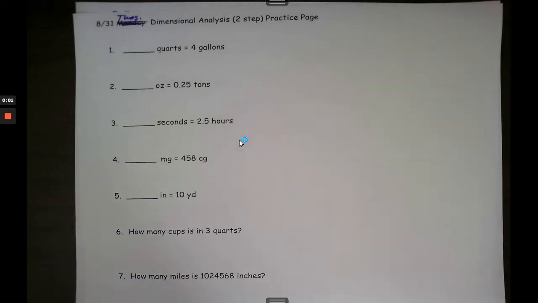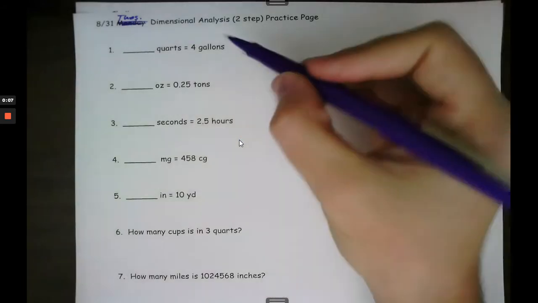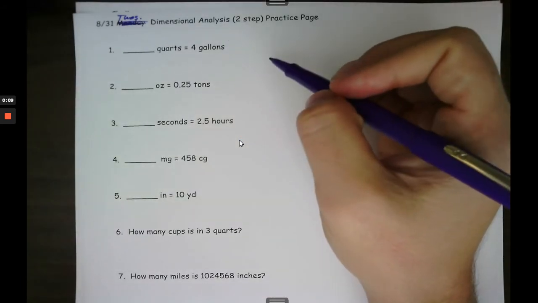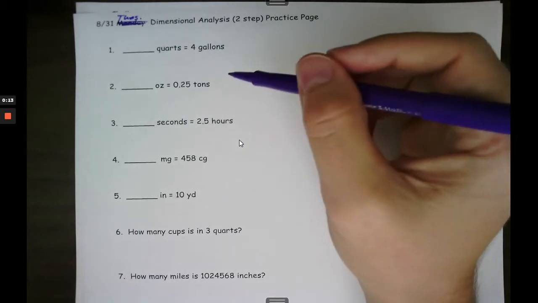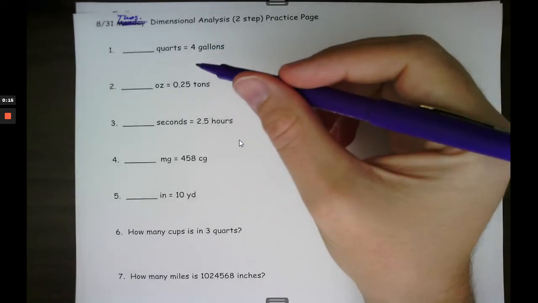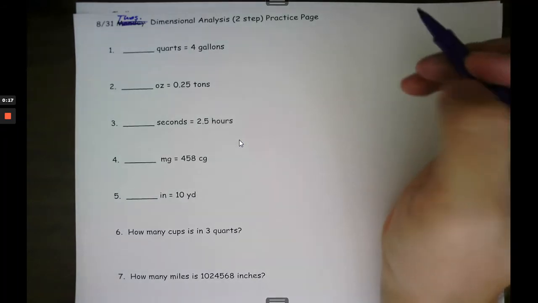Alright guys, we are going to now look at the practice for Tuesday, dimensional analysis that are two-step. There will be a few on here that are slightly more than two-step, and that's fine. We'll get to all that towards the end. Some challenge problems, if you will. Alright, so let's take a look at this first one.